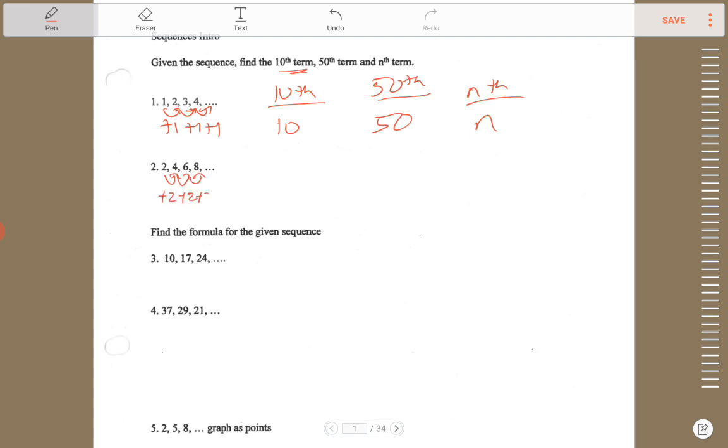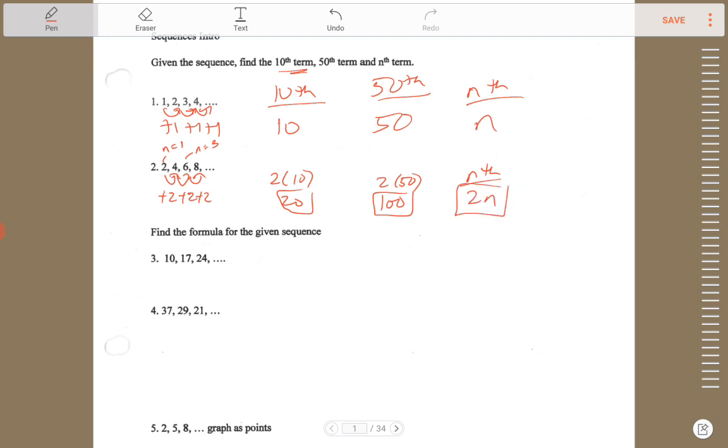Pretty simple. For the next one, notice how each of these goes up by adding 2 every time, plus 2, plus 2, plus 2. Maybe this is our first term, so n is 1, here n is 3, here n is 4. What we're doing is multiplying 2 by the term number. So the 10th term is 2 times 10, which gives us 20. The 50th term gets multiplied by 2, so we get 100. Therefore the nth term is 2n.